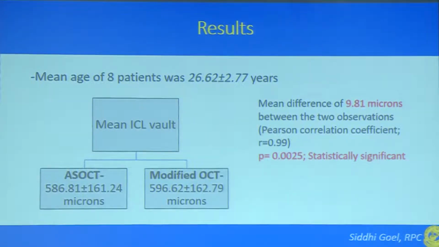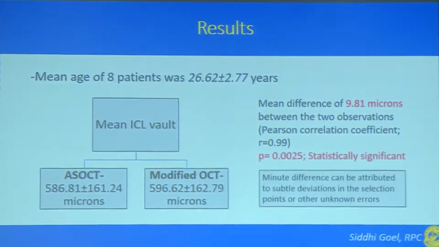So coming to the results, the mean age of the 8 patients included in our study was 26 years. The mean ICL vault as seen on ASOCT was 586 microns, whereas on the modified OCT it was 596 microns, which resulted in a mean difference of 9.8 microns, which came out to be statistically significant. However, this minute difference could be attributed to subtle deviations in the selection points or any other unknown errors.